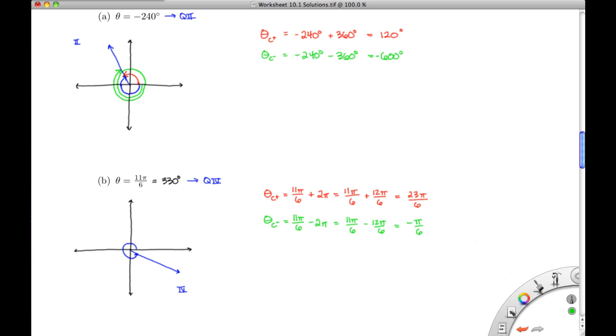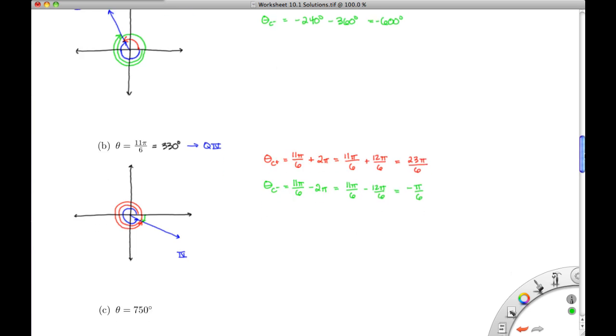So if we were to sketch these two coterminal angles, 23 pi over 6 would look something like this. We rotate in the positive direction. There's 2 pi, and then we go another 11 pi over 6. Whereas the negative coterminal angle, we start on our initial side, and we're just going to rotate negative pi over 6, and that'll put us in the same spot. Okay, so not too bad.